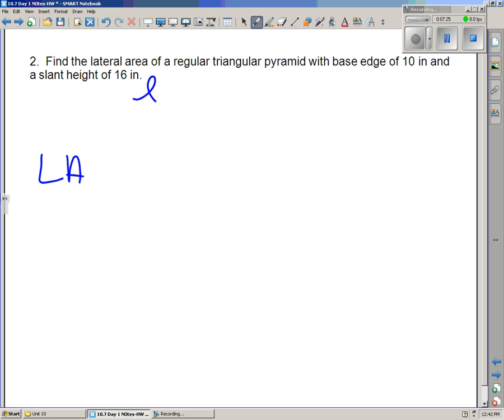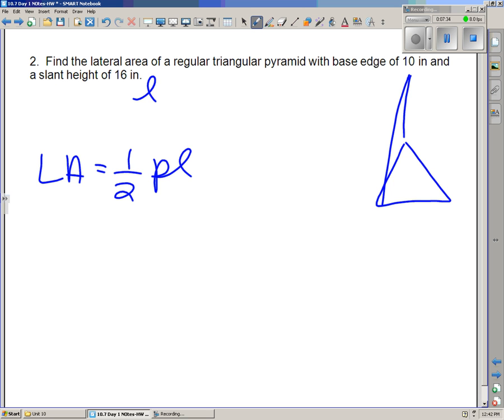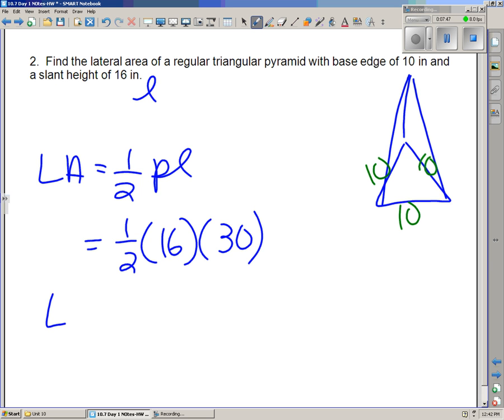Lateral area equals 1/2 perimeter times the slant height. Well, the fact that it's a triangular pyramid, which I don't draw very well, but the edges of this triangle right here are all 10. So we're looking for 1/2 times the slant height 16 times the perimeter, and the lateral area in this case ends up being 240 inches squared. If we go on to the next one, surface area we probably should be doing, but it didn't have us do surface area. I don't know why.